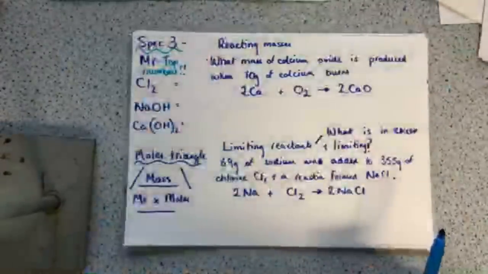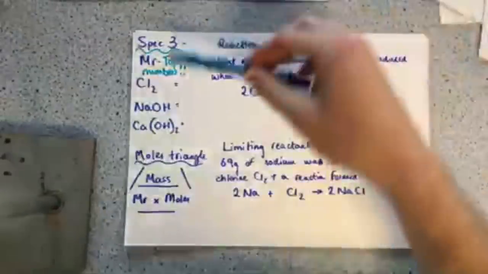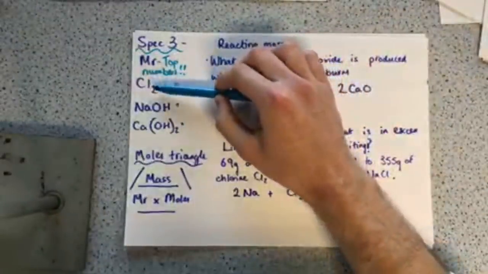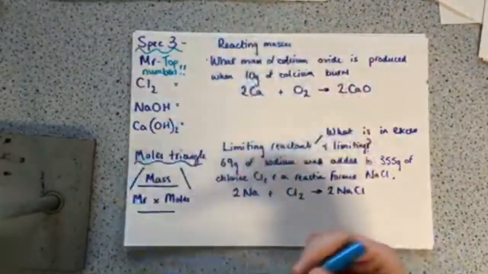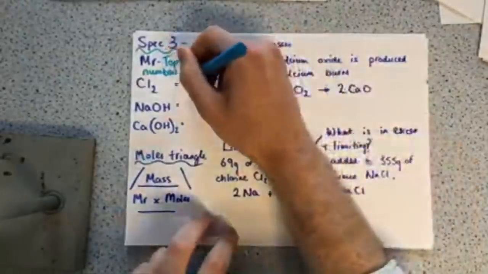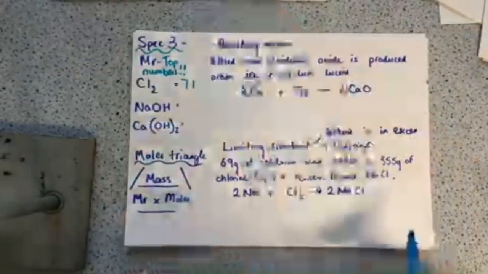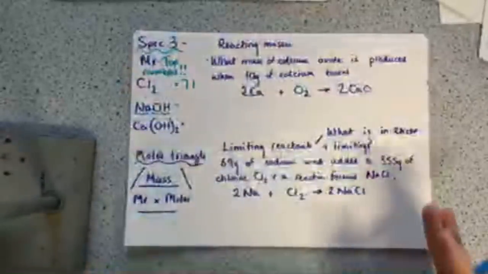So chlorine, top number is 35.5. For chlorine, because there's a little 2 there, I have to times that 35.5 by 2, and therefore that would give me a total of 71. For something like this, you can see that there's the 3 elements involved, so the sodium, oxygen and hydrogen. So it's a case of adding all 3 top numbers together, and that will then produce the MR.